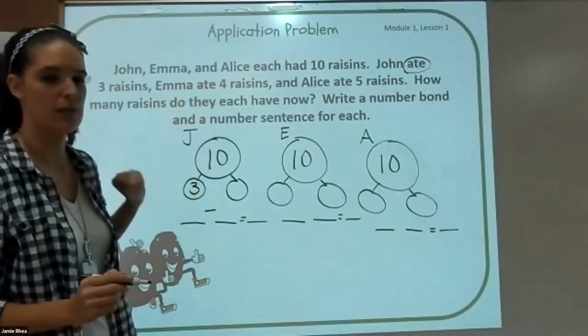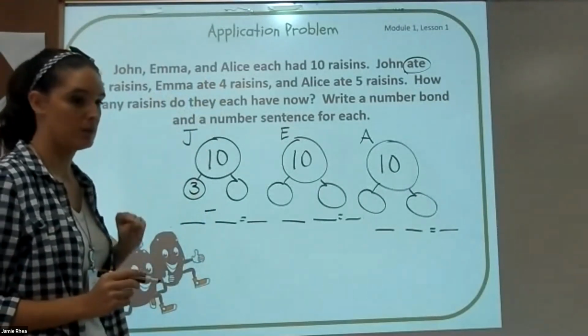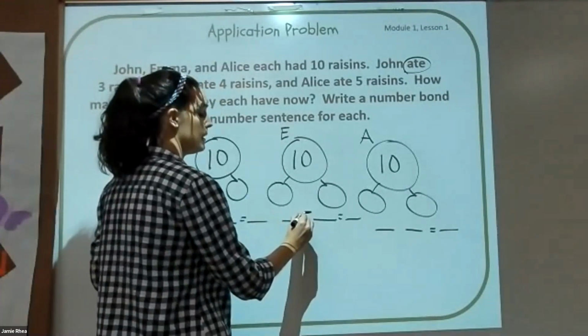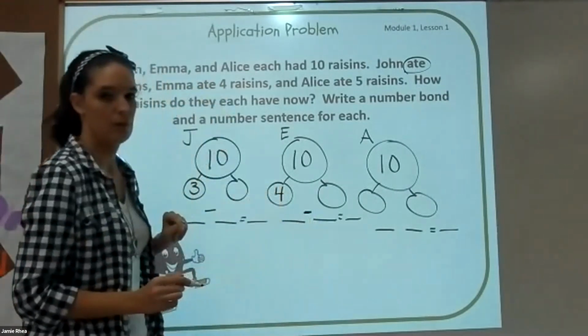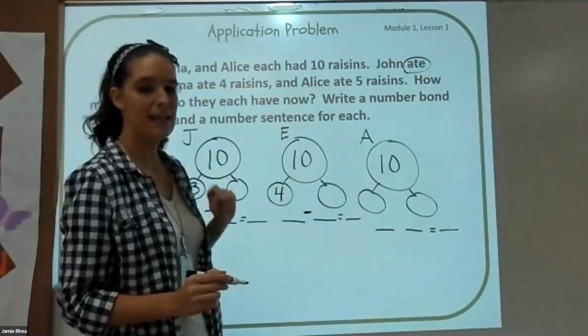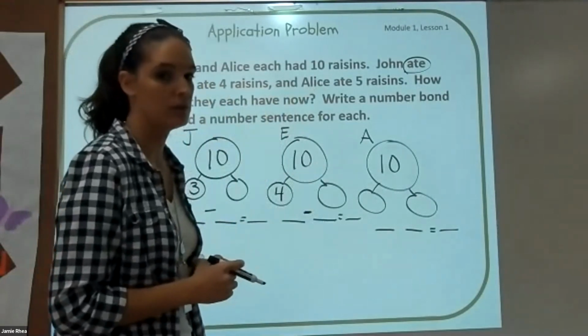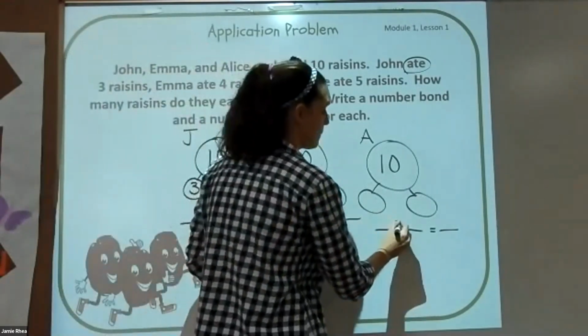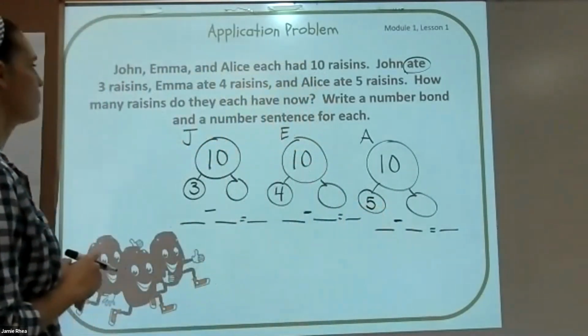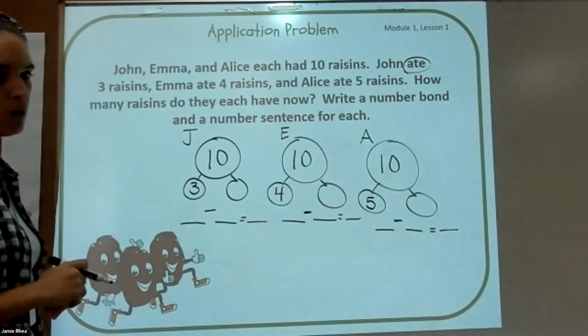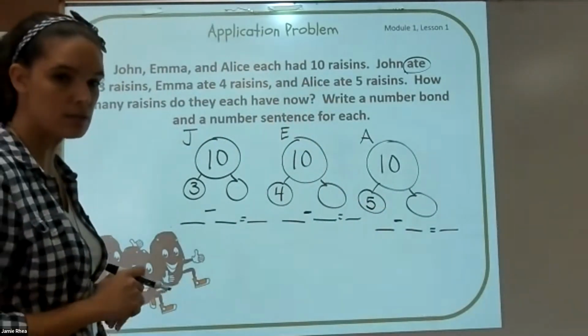Emma ate 4 raisins. We're going to subtract for Emma also because she ate them and she had 4. So let's put 4 in our part. Okay. And Alice ate 5 raisins. Oh, we're subtracting again because she ate them and there were 5 of them. How many raisins do they each have now? Okay, so now we need to solve.